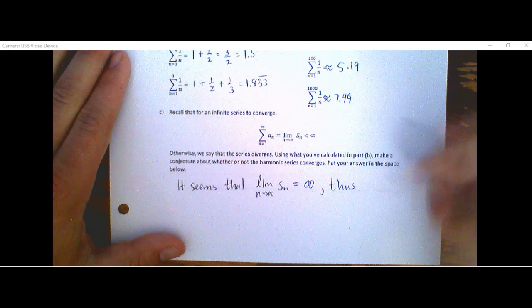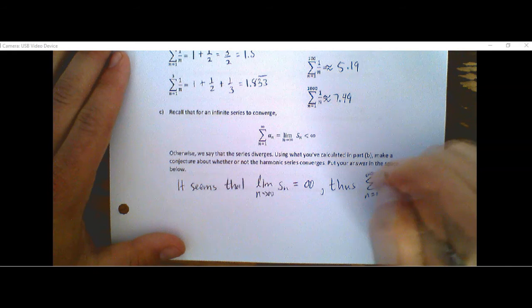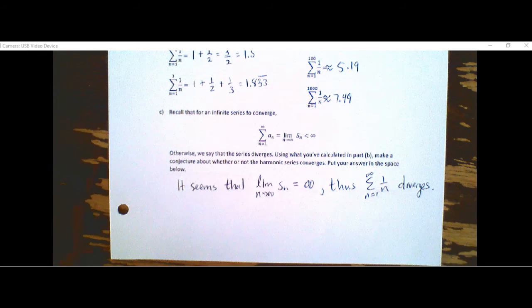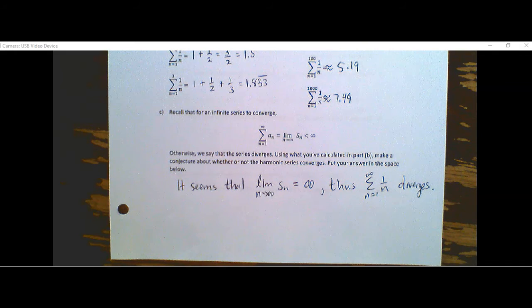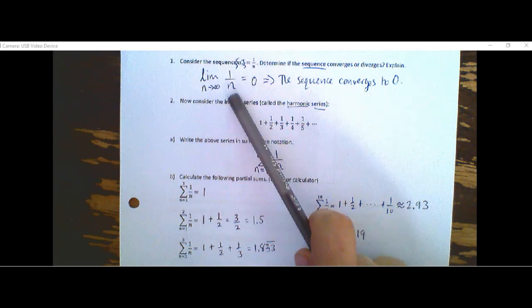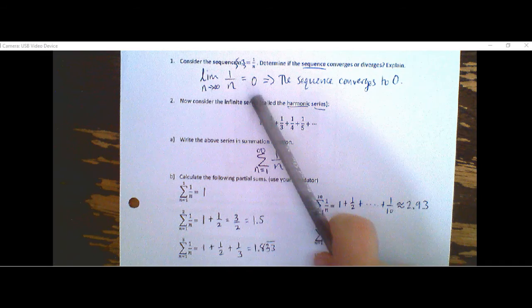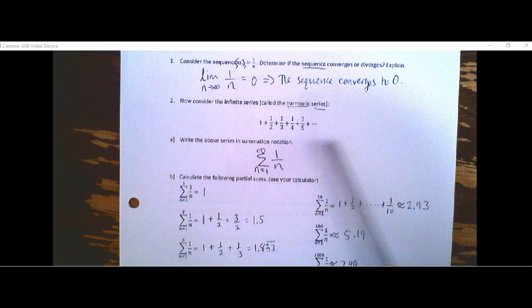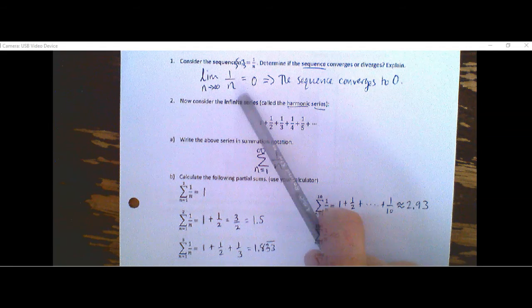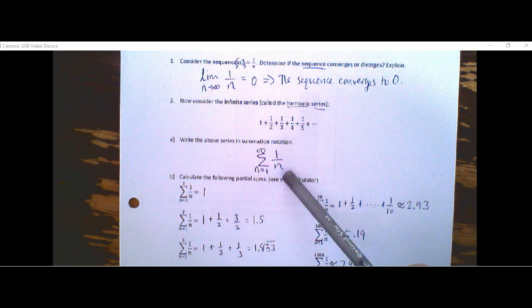Thus, sigma n goes from 1 to infinity of 1 over n diverges. Right? So we don't see a leveling off trend, so the series will diverge. So you can see that the terms in the sequence are converging to 0, so they're all going to 0. However, when we add up all of those infinitely many terms, the terms don't go to 0 fast enough, which means that the series here will diverge.